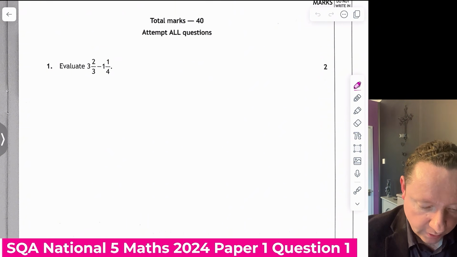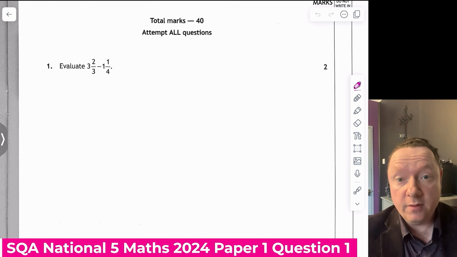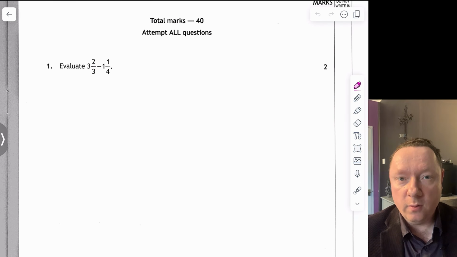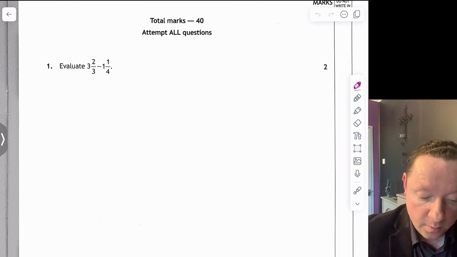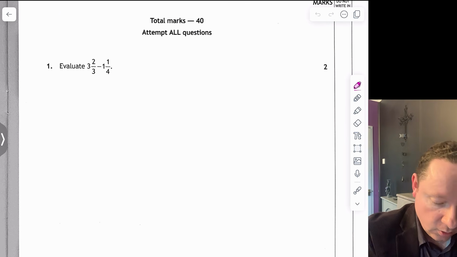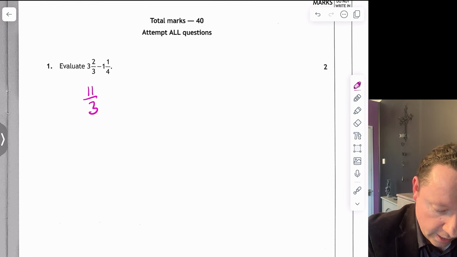Evaluate 3.5 minus 1 and 1/4. Two ways to do this. You could take away the numbers and the fractions, but I'm just going to do it the way most people would do it, which is to make a fraction. So I'll do 3 3s is 9, 10, 11, so that's 11 thirds. 1 4s is 4 plus 1 is 5, so minus 5 quarters.